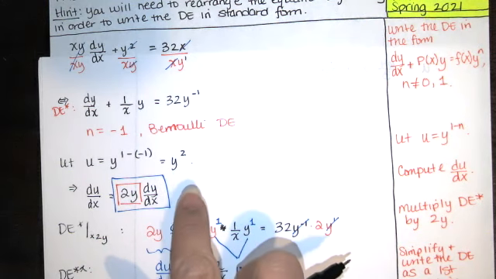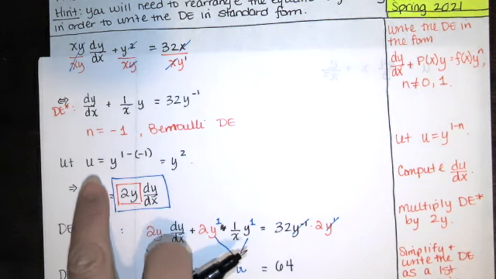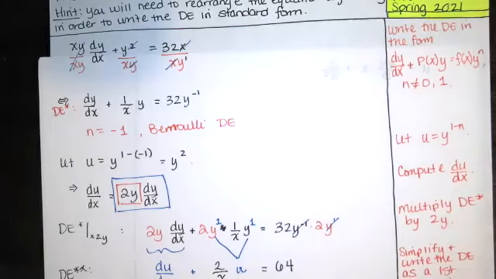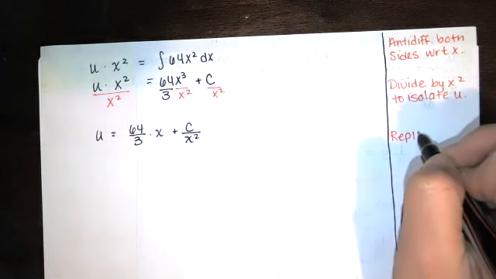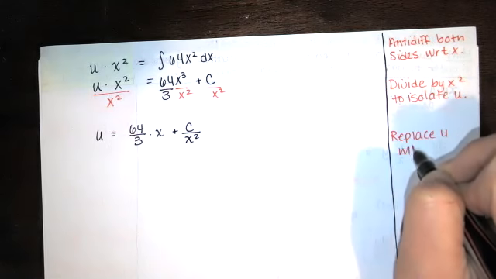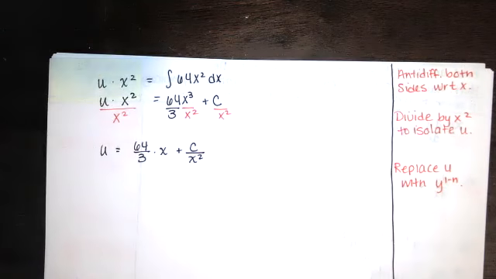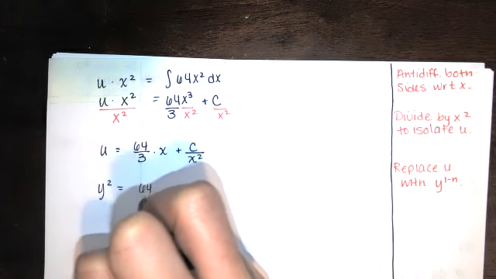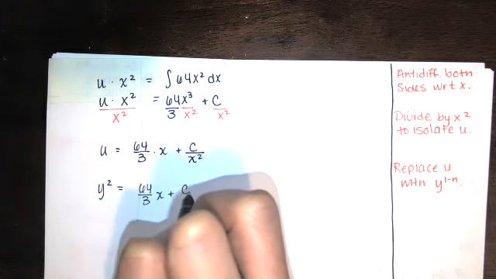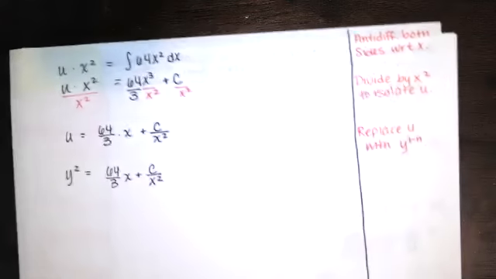We're really interested in y. We want the function y that satisfies the original differential equation. So in order to get y, we need to back substitute. So we'll replace u with y squared because that's what u actually is. And generally you're going to replace it with y to the 1 minus n. And then you want to undo this operation.